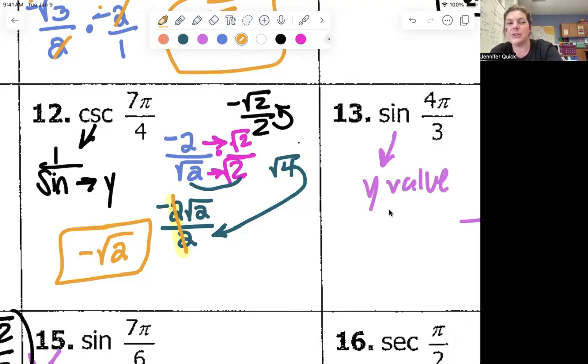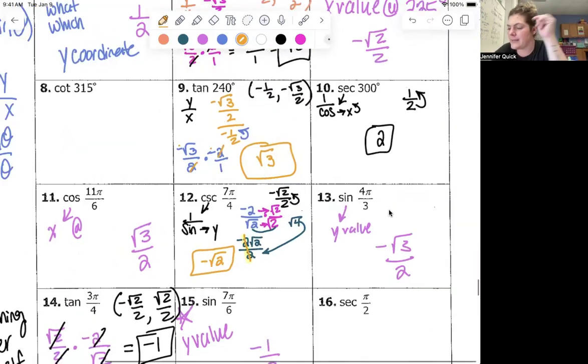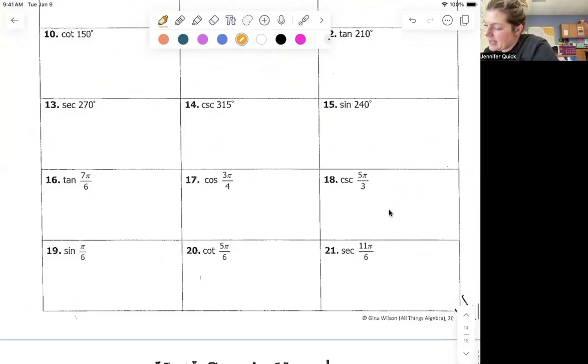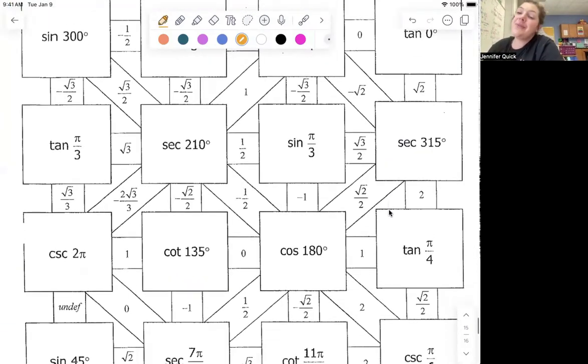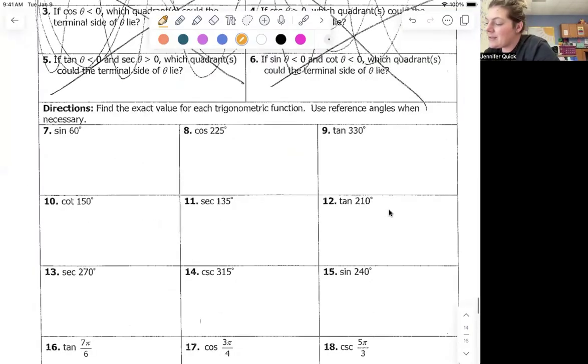Do you have to memorize it? No, but should you know how to find it? Absolutely. At some point. All right, cool. We got 2 more. And then I will set you free.